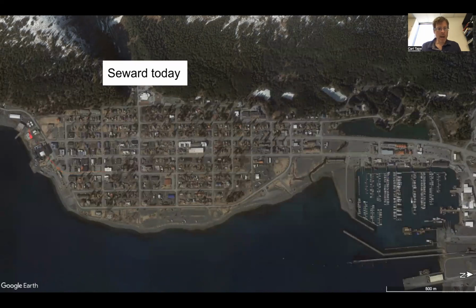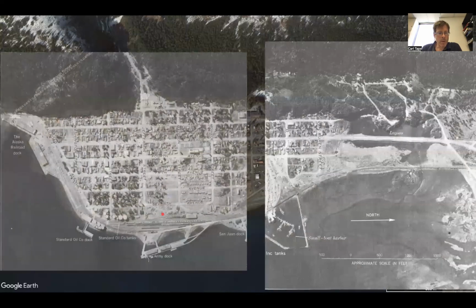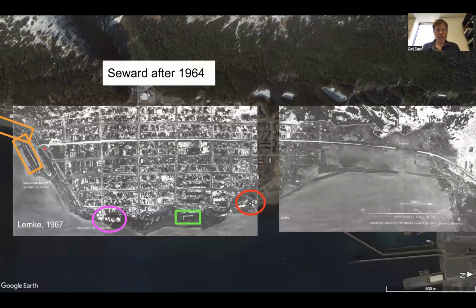And keep your eye on what's no longer there. We can see on this shoreline here, we don't see oil tanks or railroad dock, things like that. But here it was in 1964. Tanks, lots of tanks actually, and then this railroad dock. So that's before '64. The question is what happened after 1964.